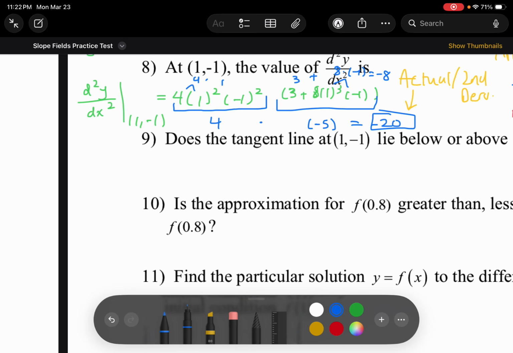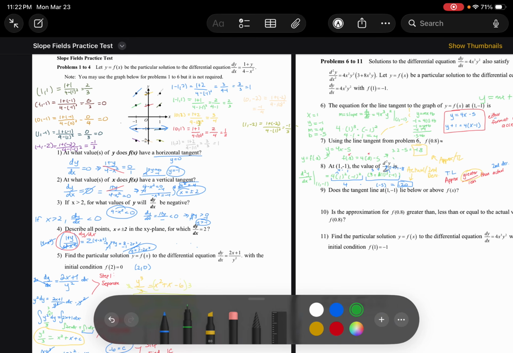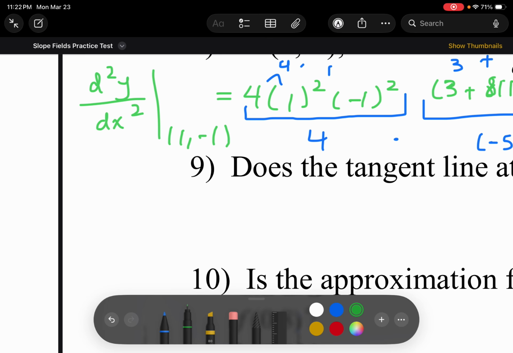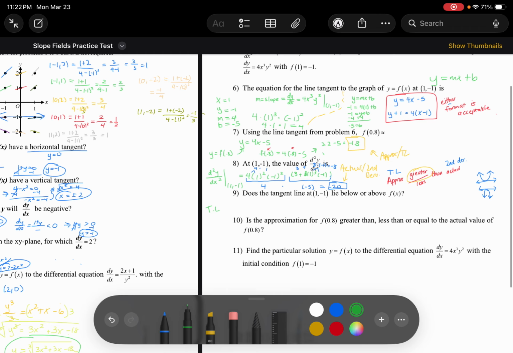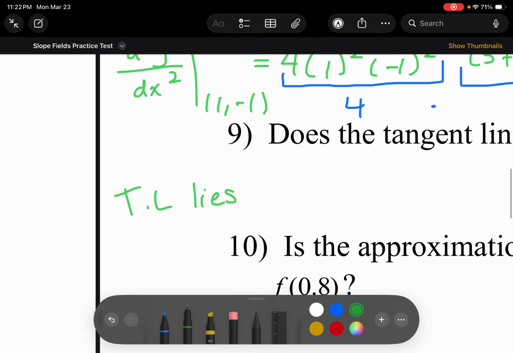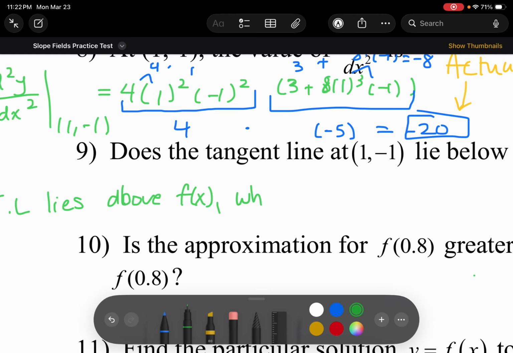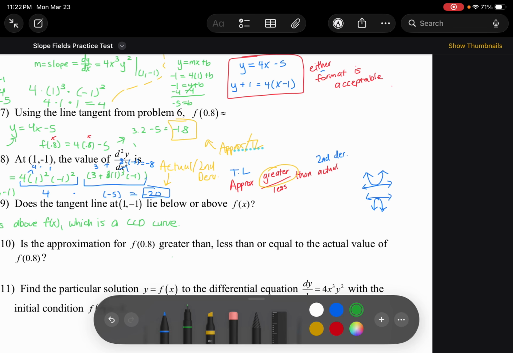So now you just gotta write this explanation down. So does your tangent line lie below or above? Since your approximation is greater, the TL, tangent line, lies above f of x, which is a concave down curve. Okay.